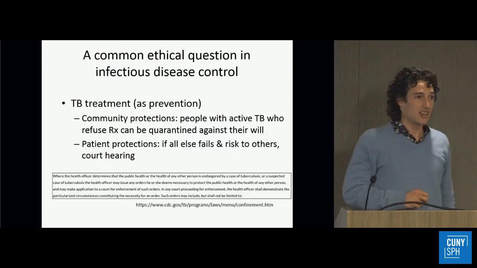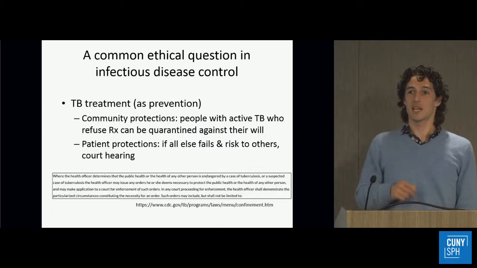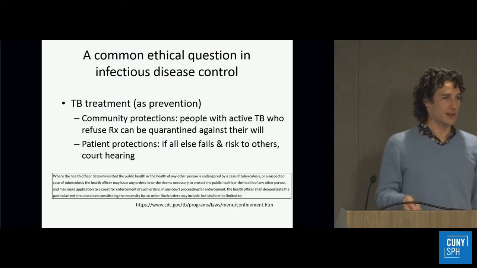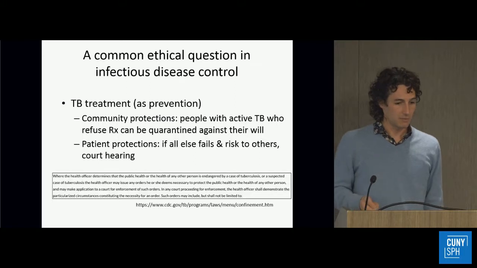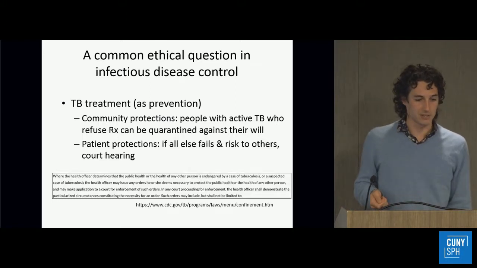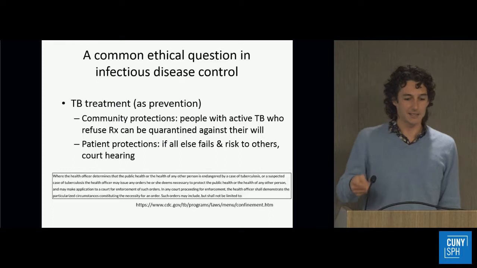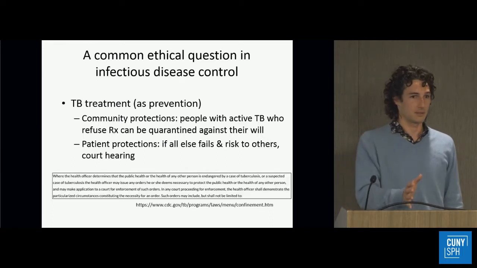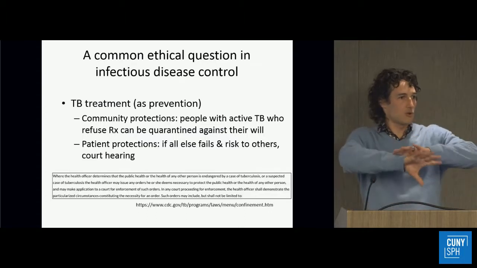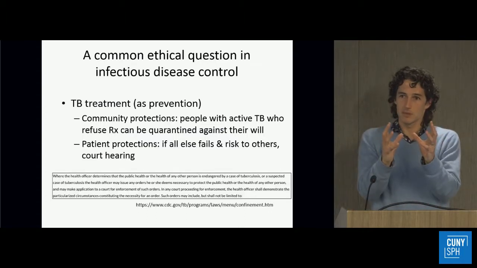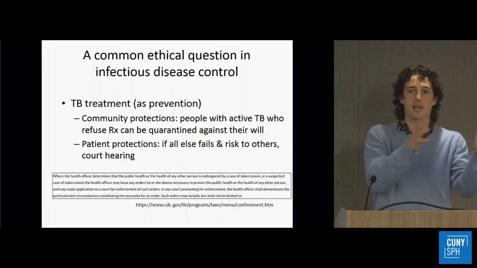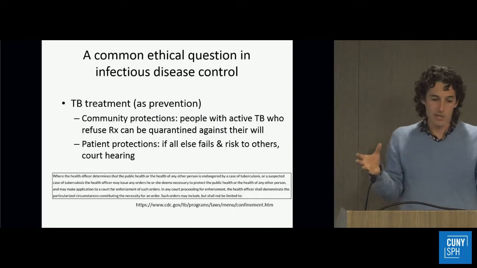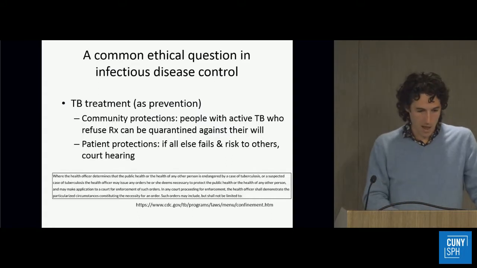TB treatment. Here, actually, we can quarantine, take people's liberty away as a public health community if someone has infectious TB and they refuse treatment. But there are also patient protections. This is if all else fails and is a risk to others, and there's a court hearing, so there are legal procedures there. But this shows you, for this classic problem, how do we achieve the social benefits when there might be this discordance between the social optimum and the private optimum? Like how do we do that? There are different options at our disposal.